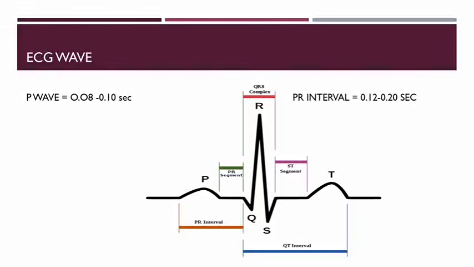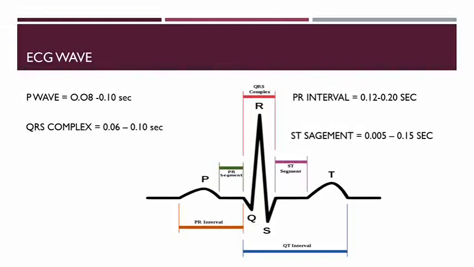Then PR interval, from the beginning of P wave to the beginning of QRS complex, is about 0.12 to 0.20 second. Then QRS complex. QRS complex stands for ventricular depolarization. It means ventricular contraction, and it usually takes 0.06 to 0.10 second. Then ST segment, it usually takes 0.05 to 0.15 second.